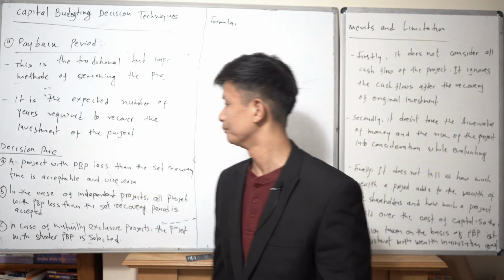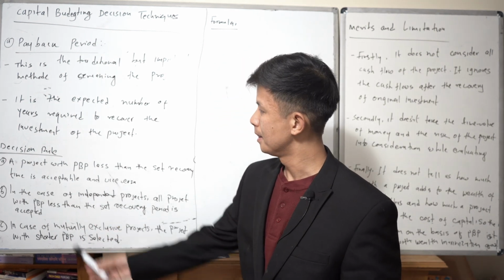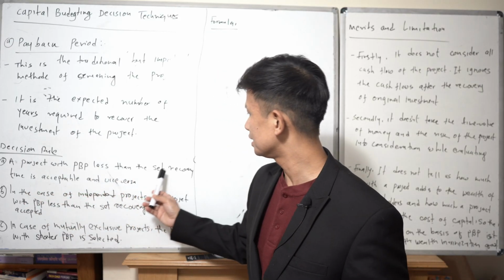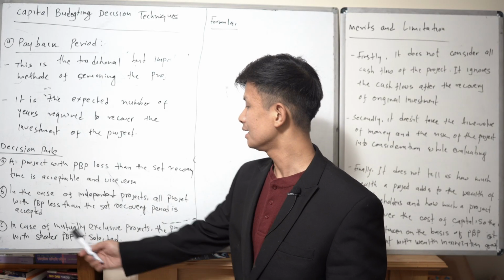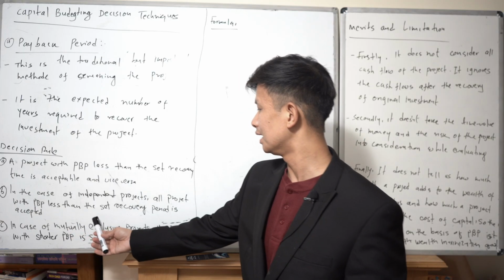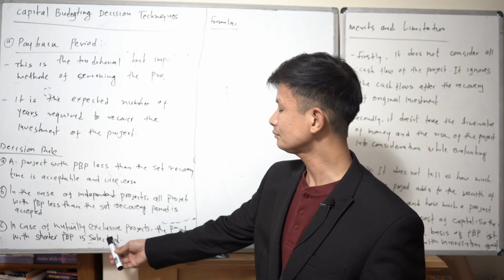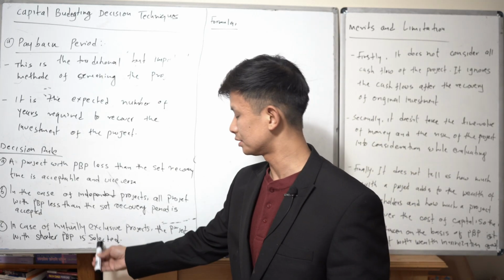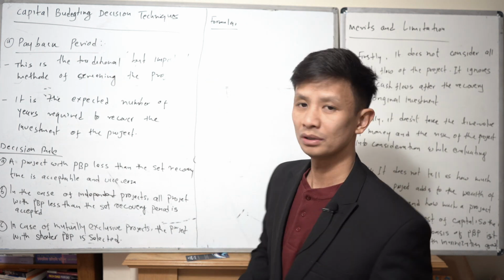So what is the decision rule? How do you evaluate the project? There are three conditions. The first one is that a project with a payback period less than the set recovery time is acceptable, and vice versa. Second, in the case of independent projects, all projects with a payback period less than the set recovery period are accepted. And the third one is that in the case of mutually exclusive projects, the project with the shorter payback period is selected.